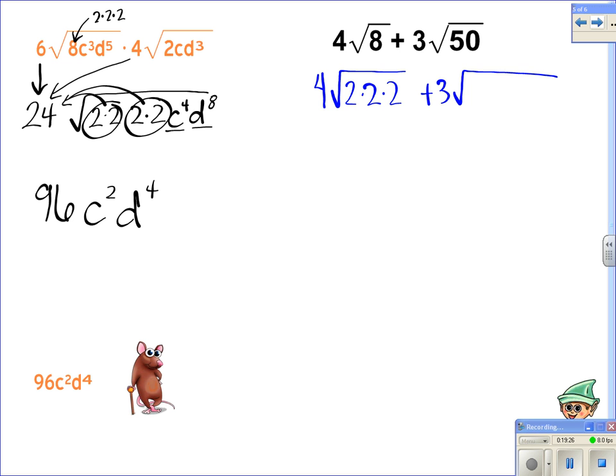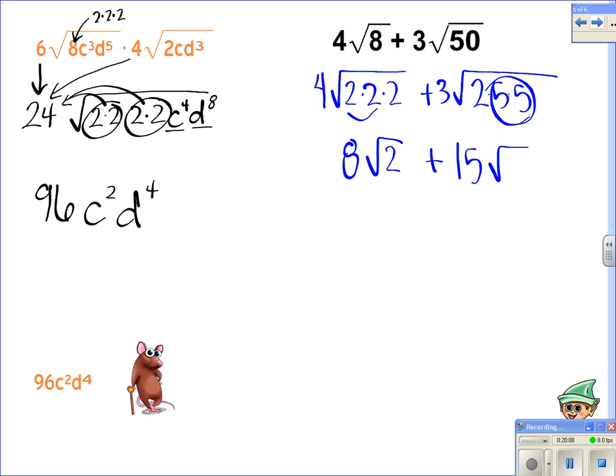We got 2, 2, 2 for 8. And 50 is what? 2, 5, 5. So we're looking for groups of 2. Here's 1. Here's 1. So this is really what? Take that 2 out and multiply it by the 4. Left with 2 underneath there. We've got a group of 2 5s, so we take the 5 out. We now have 15 root 2.